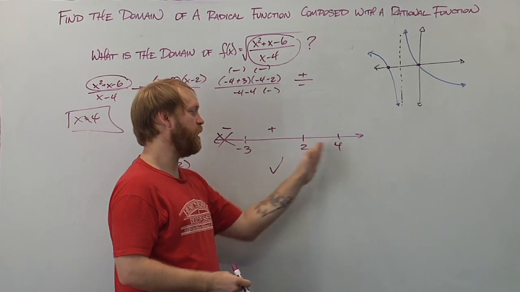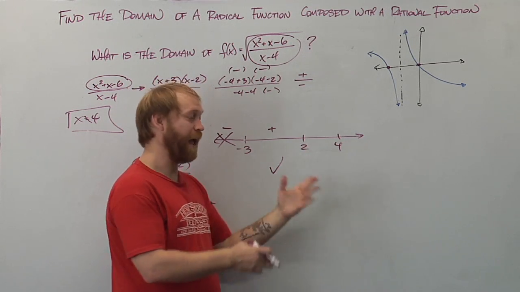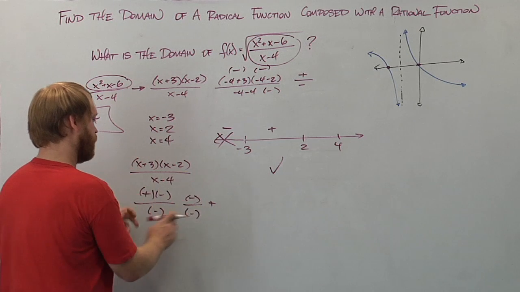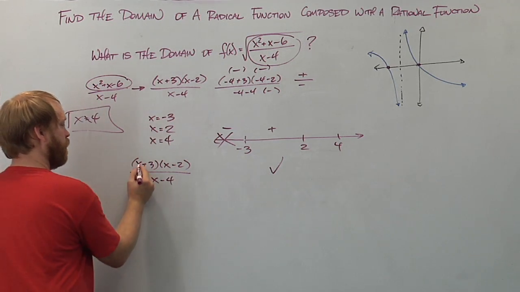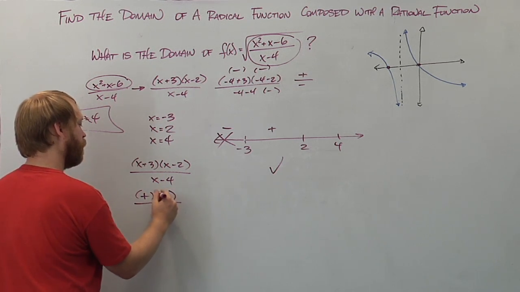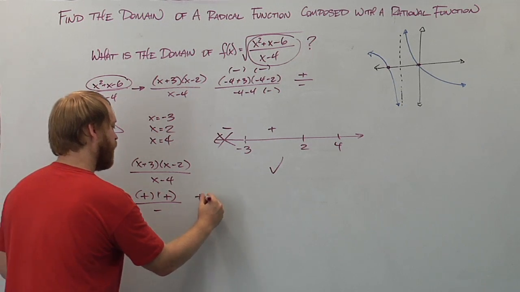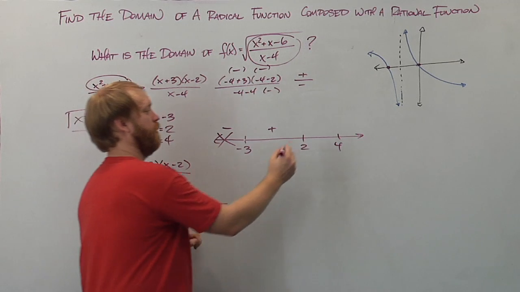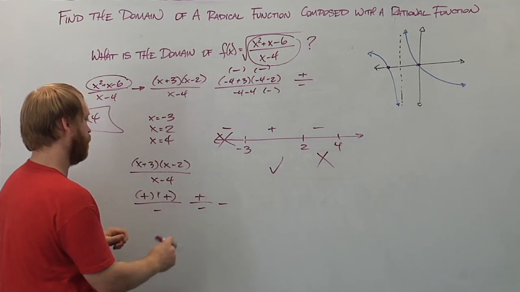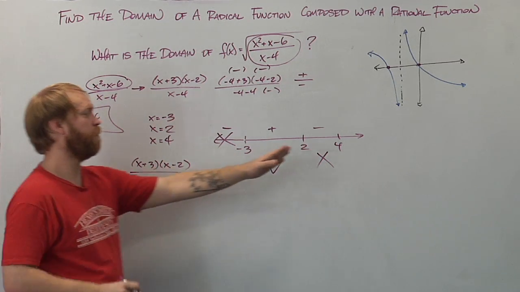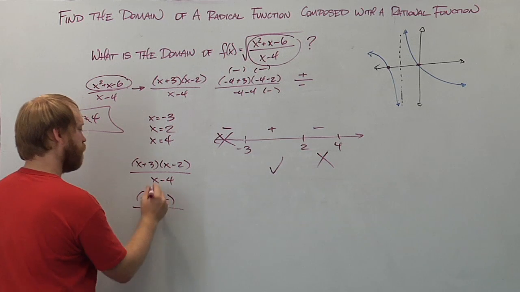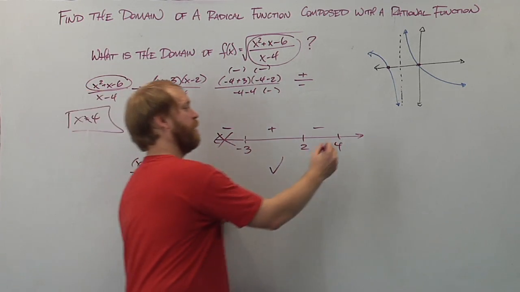Now again, check in between these values, so something between 2 and 4. I could pick any number I wanted, but it's always easiest to pick nice easy numbers. So I'll pick 3. Here's my expression again. 3 plus 3 is positive, 3 minus 2 is positive, 3 minus 4 is negative. Positive times positive is positive, positive divided by negative will be negative, so this will not be part of my domain. And finally, anything greater than 4, I'll test that. Let's say 5. 5 plus 3 is positive, 5 minus 2 is positive, 5 minus 4 is positive, everything's positive, so that'll be positive.